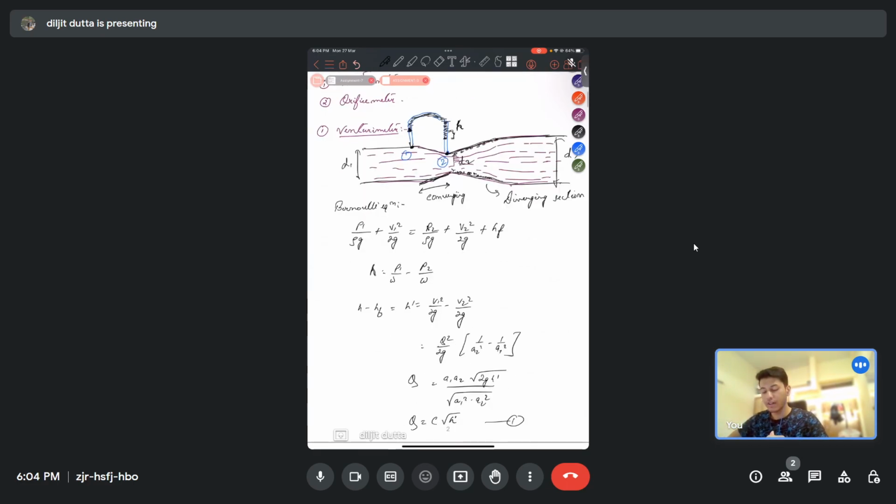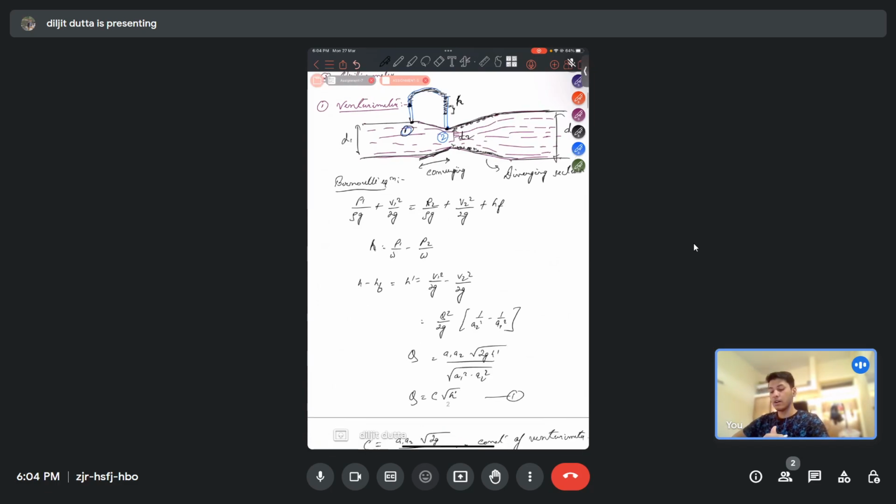Okay, so how do we get the flow velocity? First, we apply the Bernoulli equation between two sections, section 1 and section 2. Section 1 is just before we start the converging section. Section 2 is the part of the pipe where there is a minimum cross-sectional area. So this is the Bernoulli equation: P1 by rho g plus V1 square by 2g equals P2 by rho g plus V2 square by 2g plus HF. HF is the head loss due to friction.